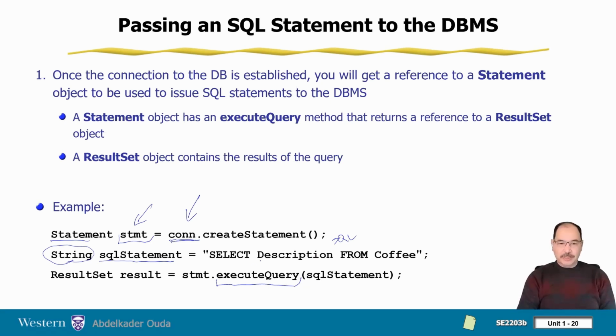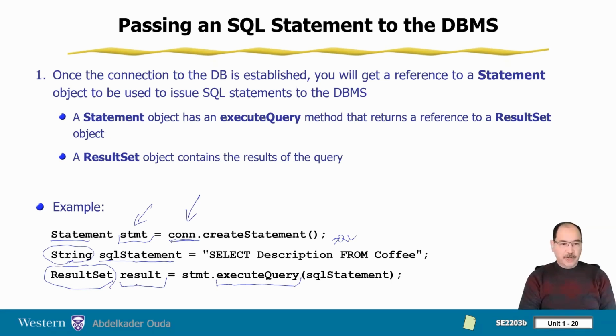Then the JDBC, we're going to send this to the database to say that we need to retrieve the description information from the coffee table. And the outputs are going to be saved in another object. I name it here results. I have to use the class ResultSet. And the ResultSet here, again, is another class defined in that jar file.